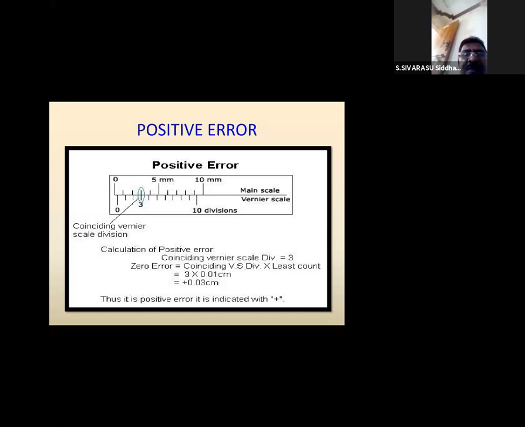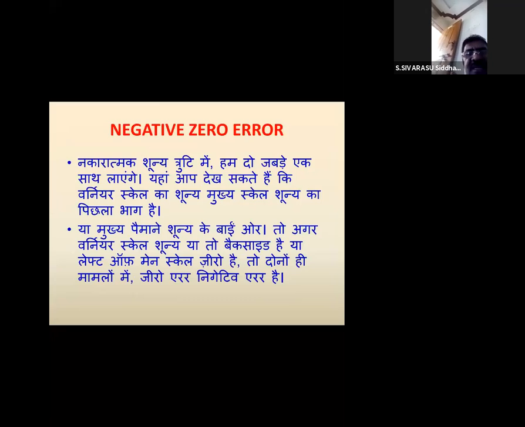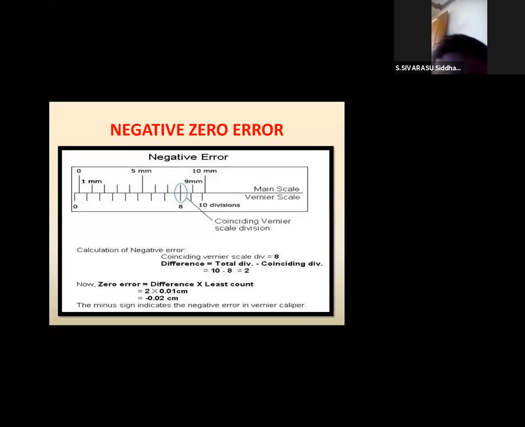If it is a negative error, before that you have to see how much the error is. You have to find the negative error when the lines are like this. Why does the negative error occur? Due to continuous usage of the fixed jaw, the contact area wears out, so there is a chance of a negative error. Now if the vernier scale 0 is before the main scale division, that is the negative error. Look at this negative error.